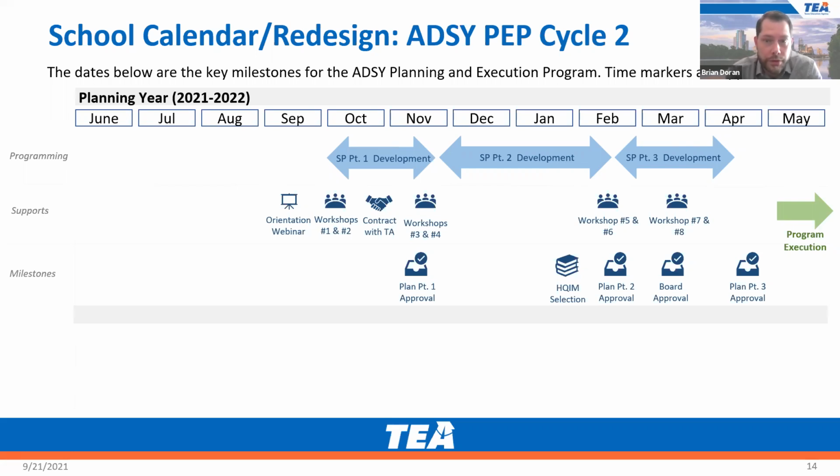So planning part 1 approval in late November. We have high quality instructional materials selection around January, February. So we'll talk a bit more about that in a second. We have planning part 2 approval in mid to late February, and then you'll be taking this to your local board for approval to make sure that your board is on board with the changes that you are proposing. And then finish out with planning part 3 review, approval, feedback before entering the program execution.